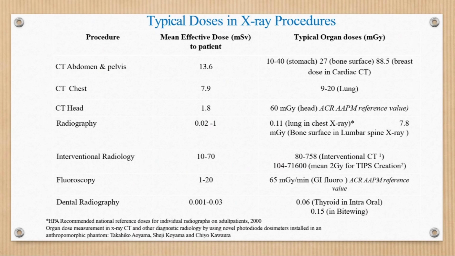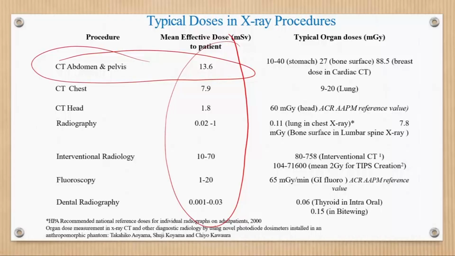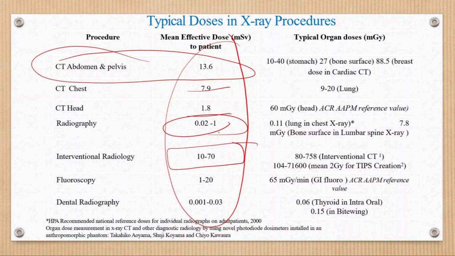These are the examinations where a patient can receive this much dose. I said earlier that CT scans have the highest exposure, the highest dose deposition. That is why it is recommended that only justified CT scans should be performed by physicians. So CT chest is 7.9, CT head 1.8, simple radiography X-ray is 0.021. Interventional radiology has the highest radiation dose, and fluoroscopy and dental radiography also carry dose.